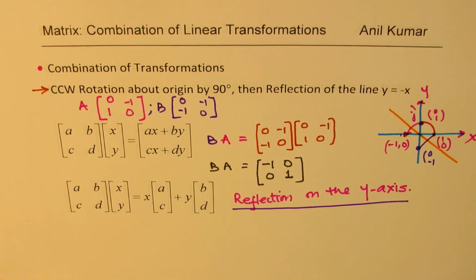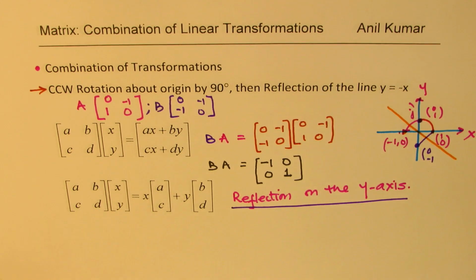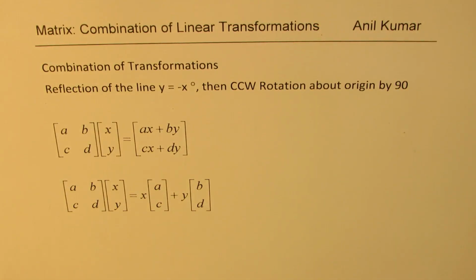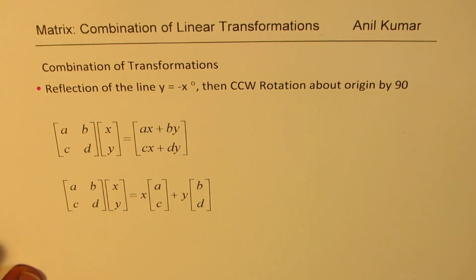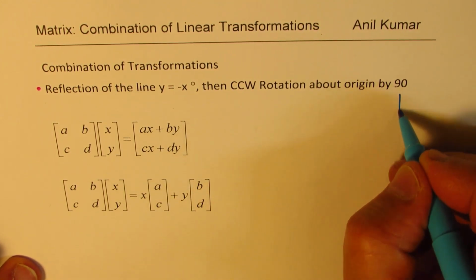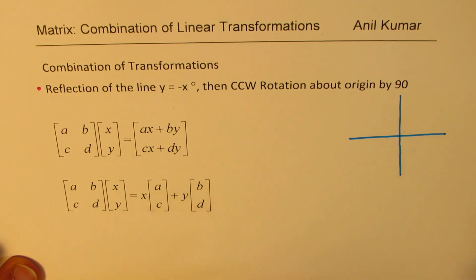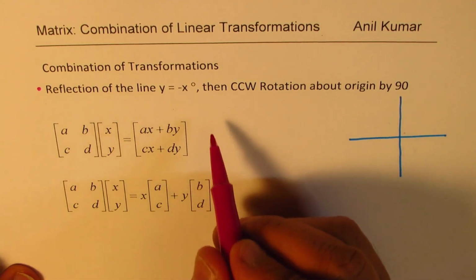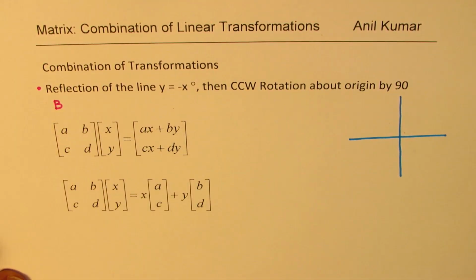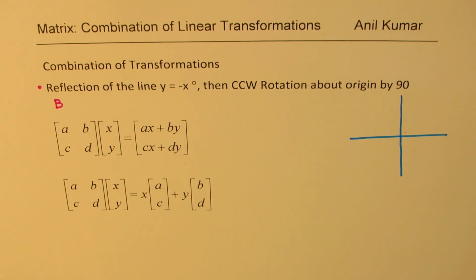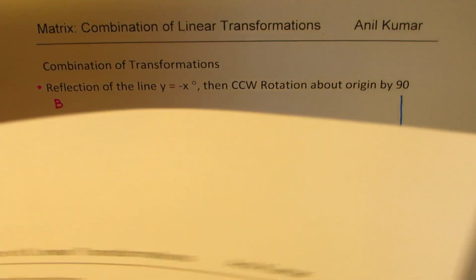Now let's see what happens when we interchange the combination. That is to say, if I perform reflection first and then the rotation, then what happens, correct? So let's look into this part. So what we are trying to do now here is that we had the two matrices. Let me write down both these matrices. Let's get back to our paper and then we'll write it down.